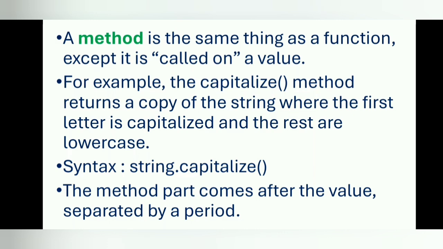What is a method in Python? A method is the same thing as a function, except it is called on a value. For example, the capitalize method returns a copy of the string where the first letter is capitalized and the rest are lowercase. Syntax: string.capitalize(). The method part comes after the value, separated by a period. For example, if a string value were stored in variable s, you would call the capitalize method on that string like s.capitalize().